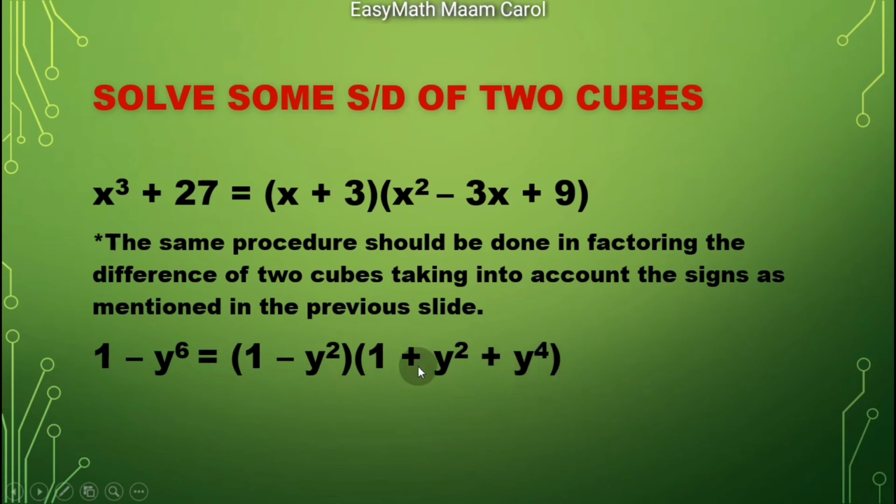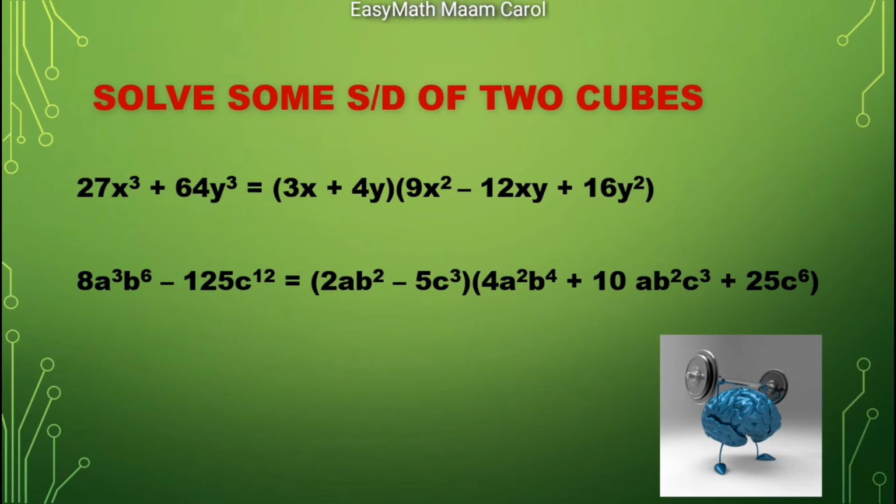And then, yung middle term natin, 1 multiplied to y squared is y squared. At ang sign ng middle term niya ay plus. Kasi, diba, sabi natin, pag minus yung binomial, pero yung trinomial niya ay plus. Okay? So, eto pa yung ibang mga examples natin para mas lalo nating maintindihan.